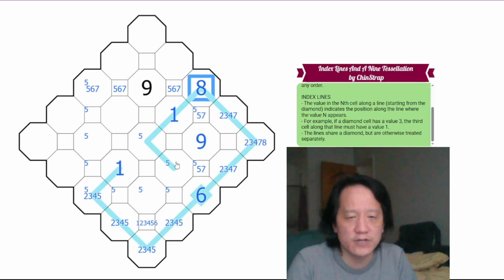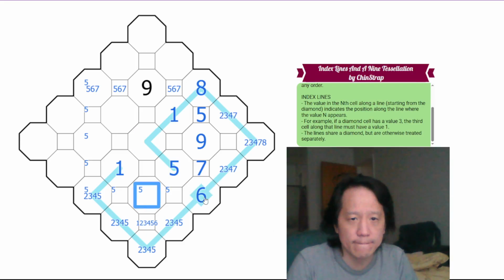So 5 has to be in the 8th spot, so this is a 5, which means this can't be 5. That's 7, which makes that 5. So this can't be 5 anymore. 7 cannot be here because of the 7 in the row. This cannot be 5 anymore. This cannot be 5. No 5 here. So 5 is one of those two.